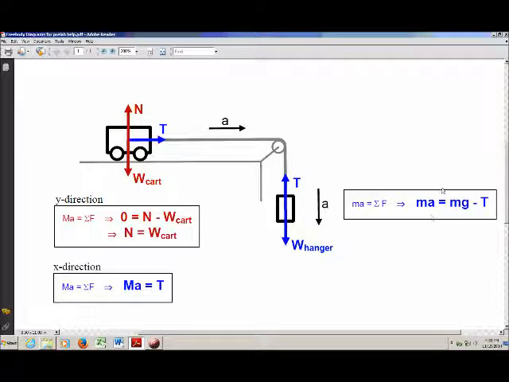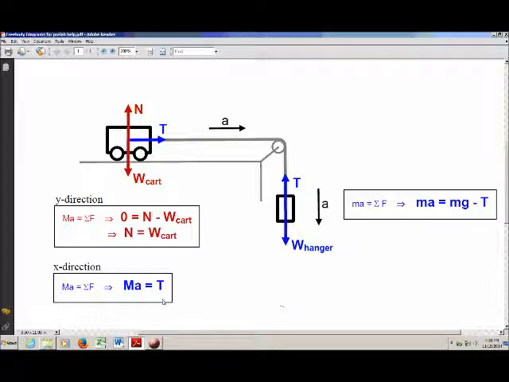So now we're ready to solve for the acceleration. And we've got a problem. We want to use this equation, but there's 2 unknowns. There's the acceleration, which we want. There's also tension. We don't experimentally measure the tension on the string. So how do we get rid of tension in order to be able to solve for the acceleration?